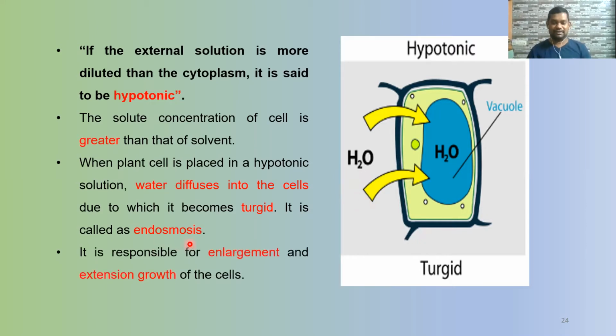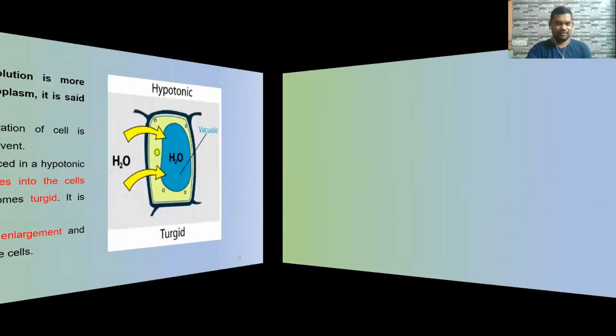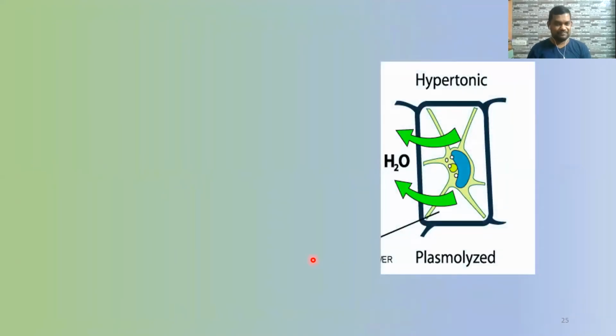Endo means inside. Water is entering inside the cell, that's why endosmosis. So this is responsible for cell enlargement and extension growth. The opposite will happen when the cell is kept in a hypertonic solution, because water is more inside the cell as compared to outside.